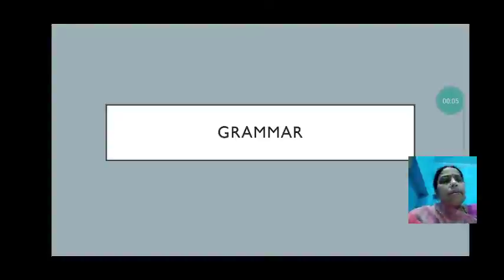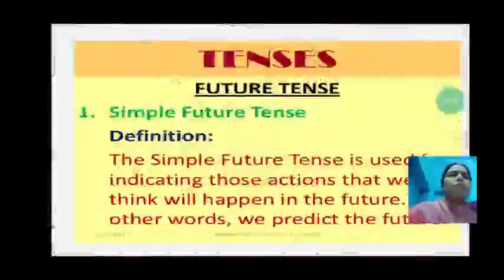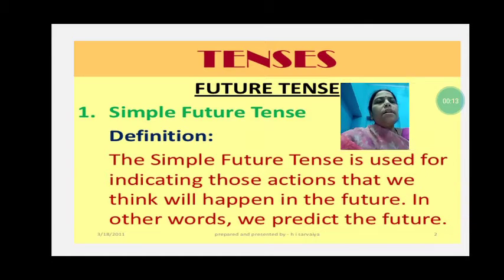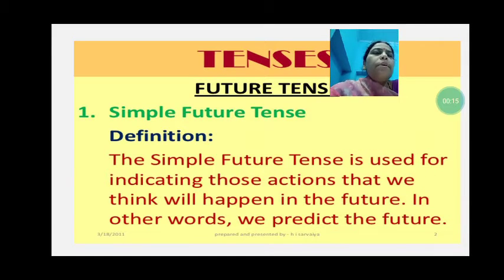Today in grammar, we are going to read about the simple future tense. The simple future tense is used for indicating those actions that we think will happen in the future. These actions which are going to happen in the future, and future is what? It is the time which has not come now but is going to come afterwards.